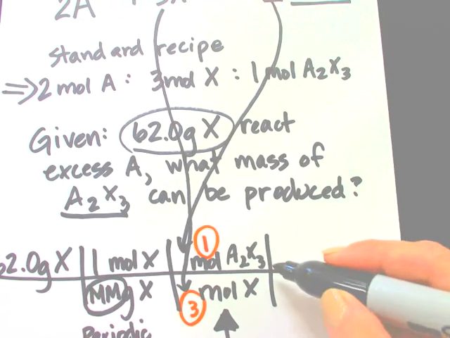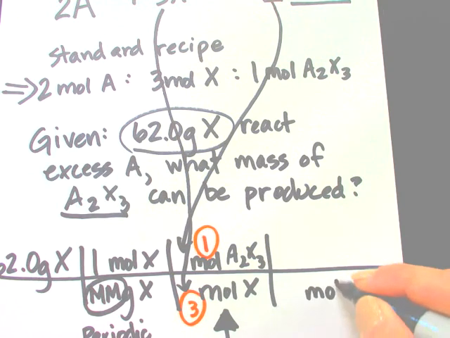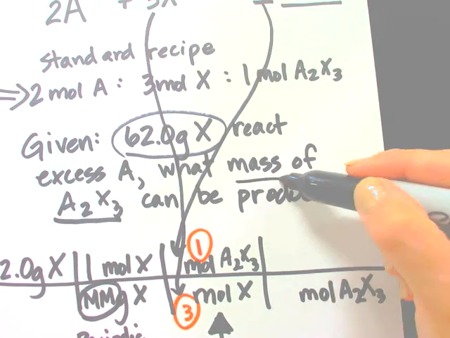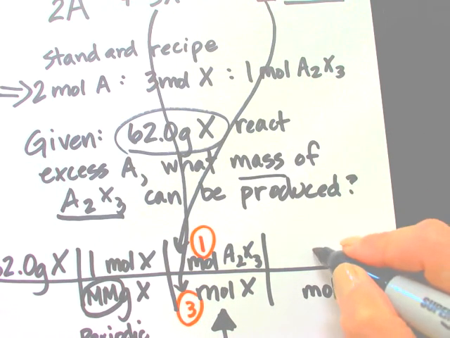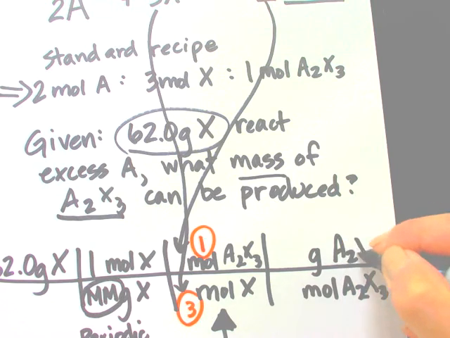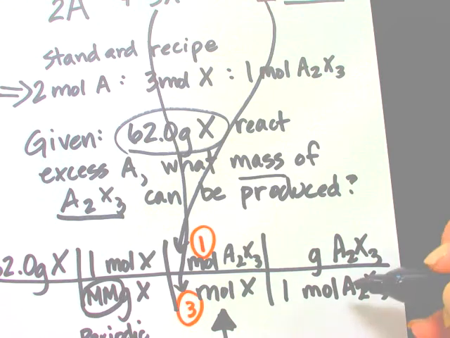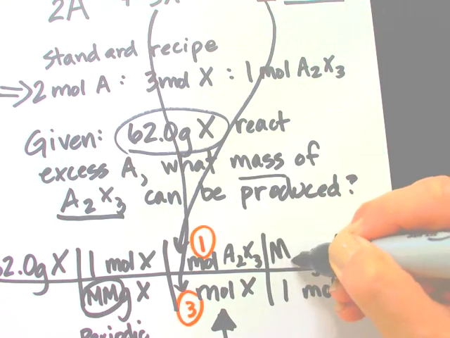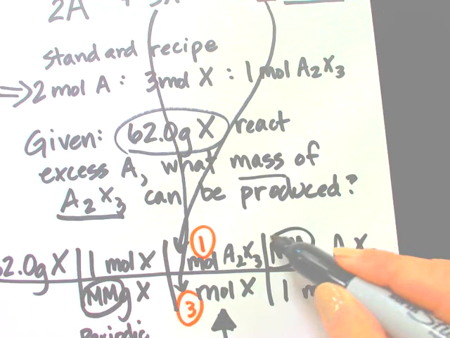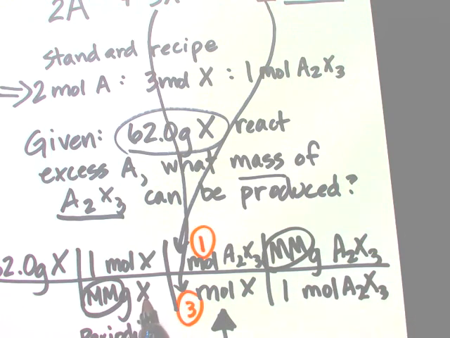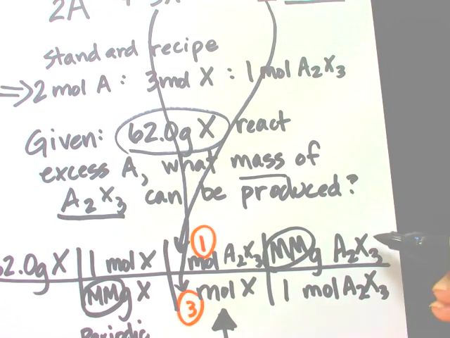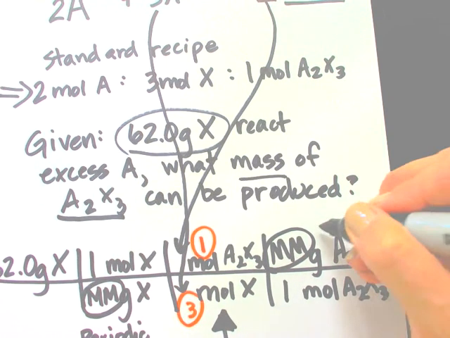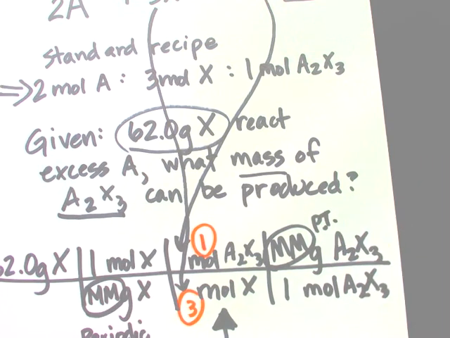Okay, now we're ready to continue on, and notice now we're working with A2X3, whatever that is. We would like to know what mass of it can be produced. So we're converting back to grams. This will be a 1. And again, this is just a gram to mole conversion, so we're going to use molar mass. And this time, it's not the molar mass of X, like it was over here. It's the molar mass of A2X3. So we would look up these values on our periodic table and sum them up.